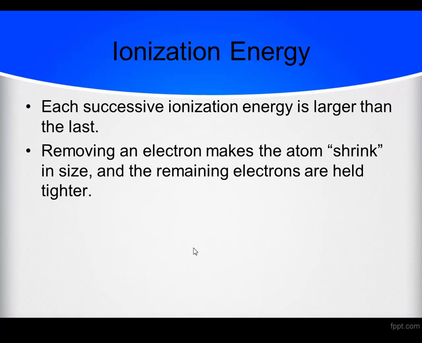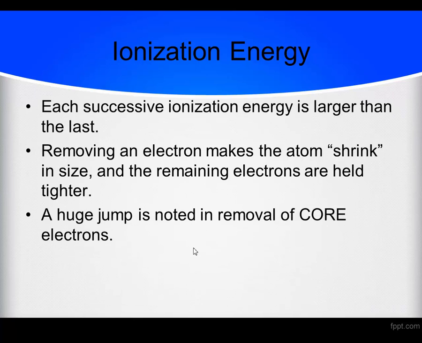The reasoning for that is that when you remove a single electron from an atom, remember that the ion becomes smaller than the atom was. So the remaining electrons attached to that smaller ion are being held tighter because they're closer to the nucleus, closer to that nuclear force that's holding on to them. That means it's going to take even more energy to take away those outer electrons.